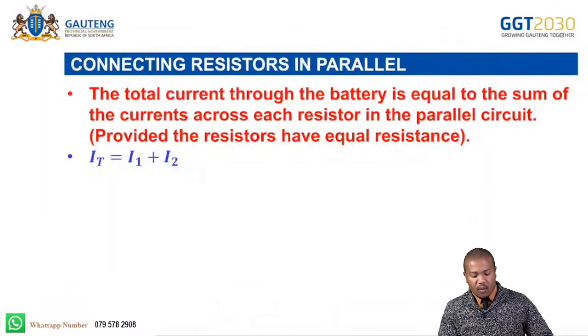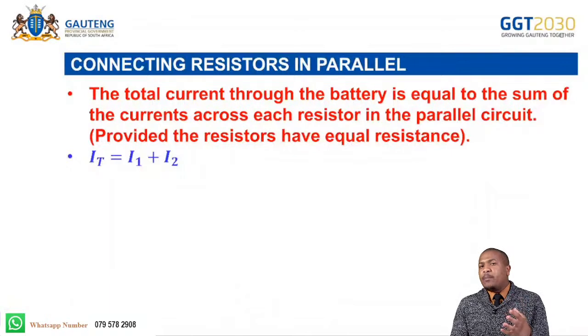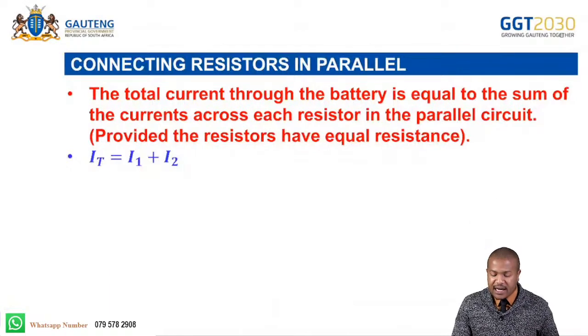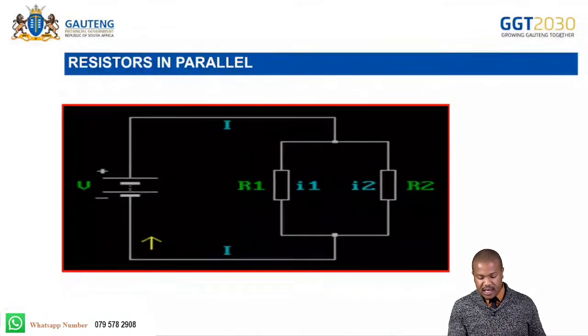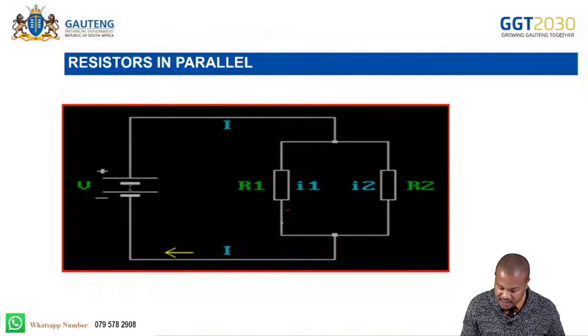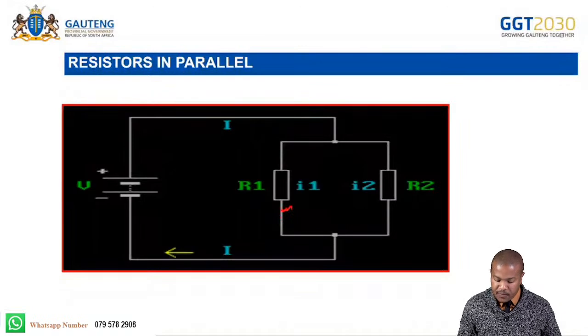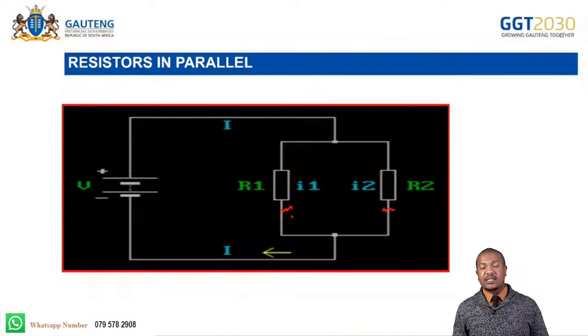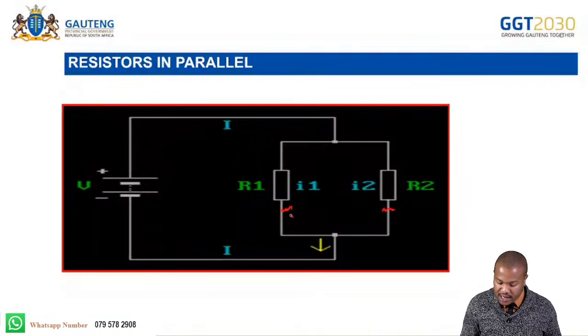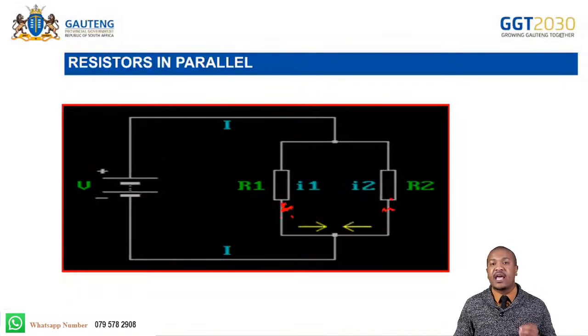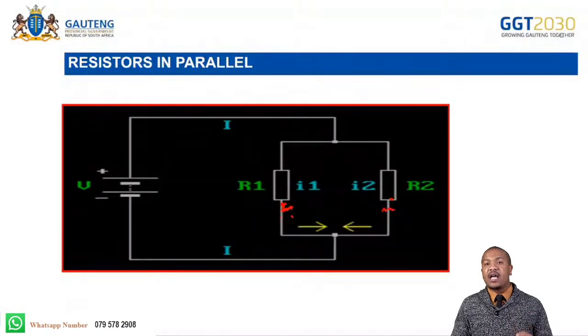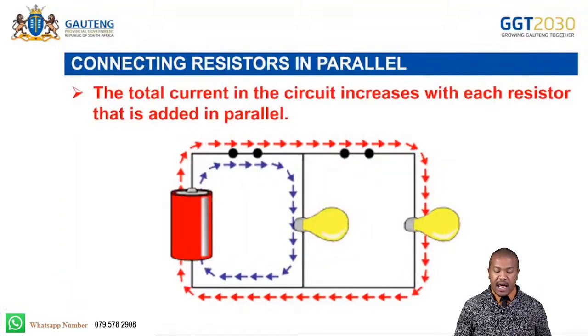So now, the total current through the battery is equal to the sum of the currents across each resistor in the parallel circuit, provided that the resistors have equal resistance. Are we together? When you look at this example, the total voltage here is the same again. We're looking at resistor 1 and resistor 2, and if they have the same resistance, the same current passes through resistor 1 and resistor 2.